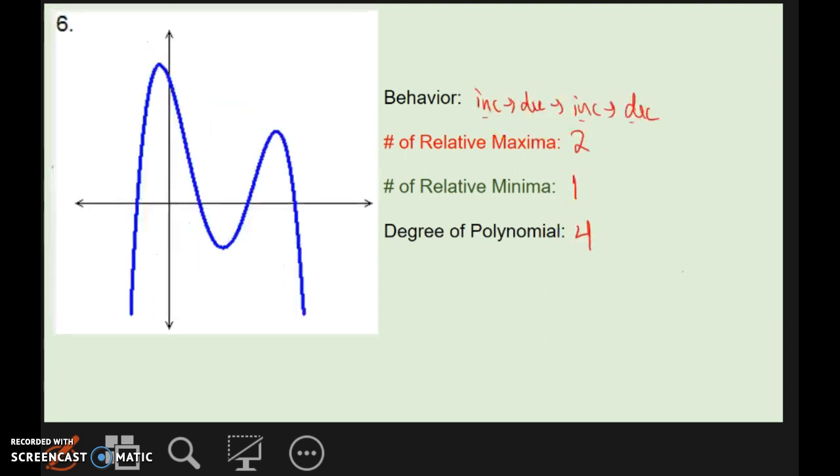The maxes and mins, we added those up. 2 and 1 would give me 3, a degree of 4. So the maxes and the mins together plus 1 gives me my degree. That's always going to happen when we're looking at polynomial functions. It doesn't matter if they're double roots or any of that kind of stuff. It doesn't change the number of maxes and mins.